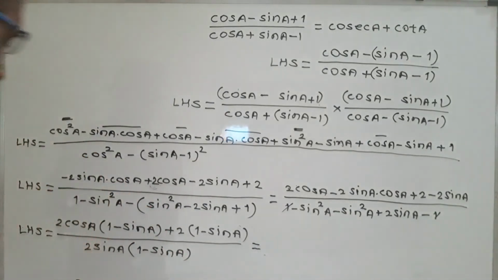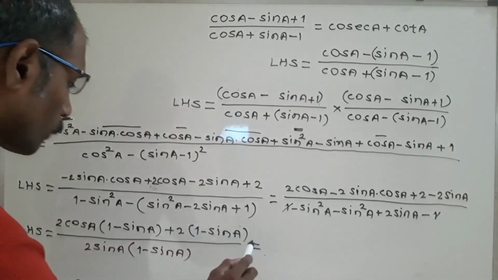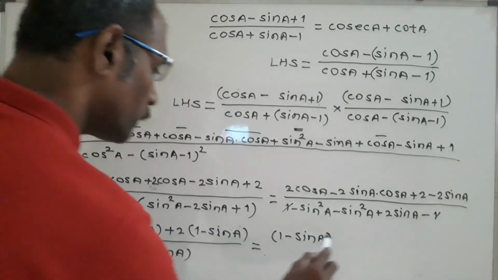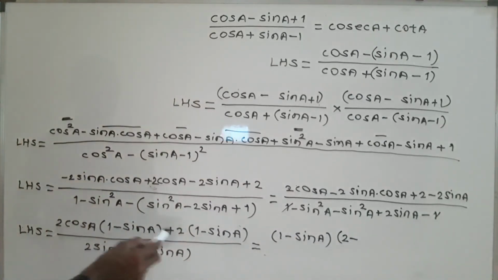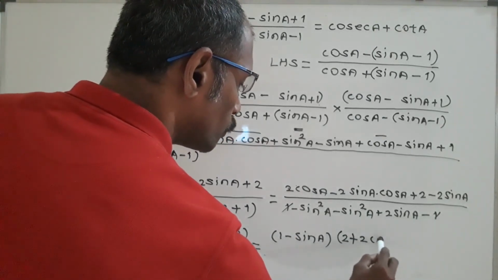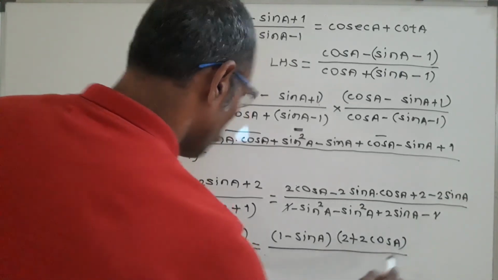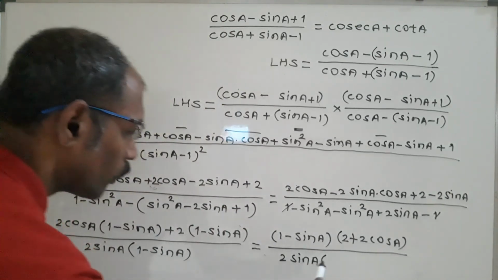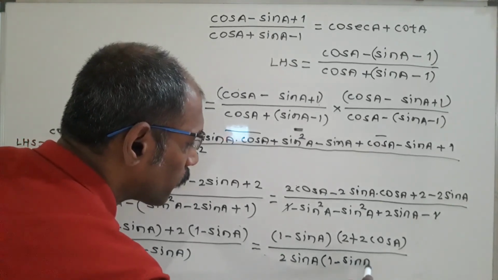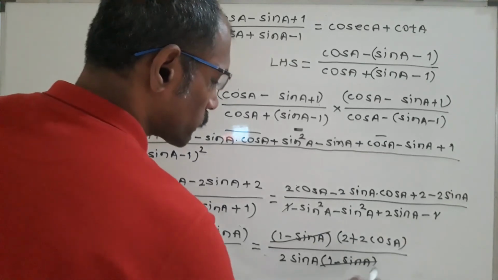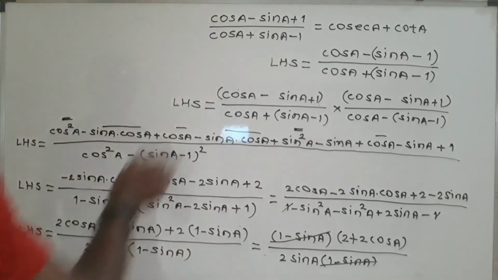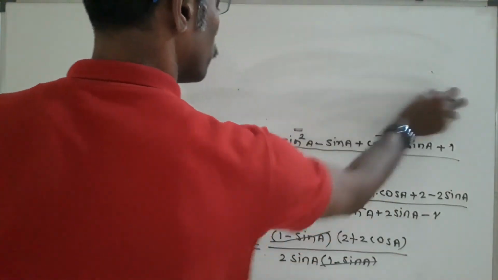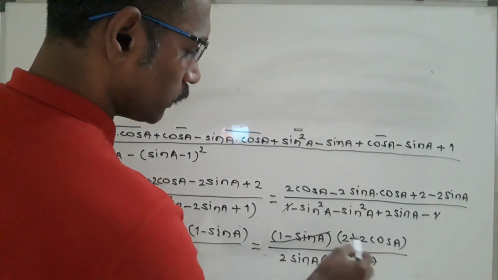Now here, see this again, 1 minus sin A common, then remaining 2 plus 2 cos A upon here 2 sin A bracket 1 minus sin A. Therefore 1 minus sin A at numerator and denominator cancel. Now we write, see this, 2 common here.